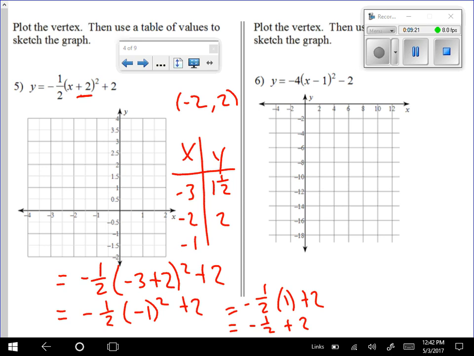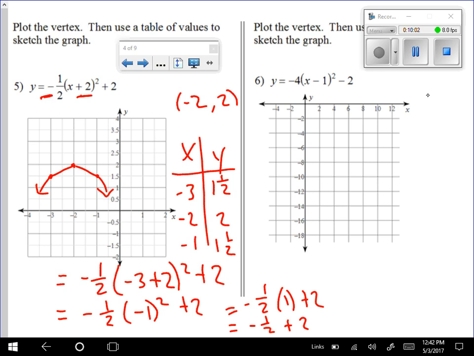I check it with negative 1. Negative 1 plus 2 would be 1. 1 squared would be 1. Negative 1/2 times 1 is negative 1/2 plus 2 would be positive 1.5, or 1 1/2. So negative 2, 2. Negative 3, 1.5. Negative 1, 1.5. So it's a very wide parabola here. It's pointing down because we have this negative. Awesome. Okay.